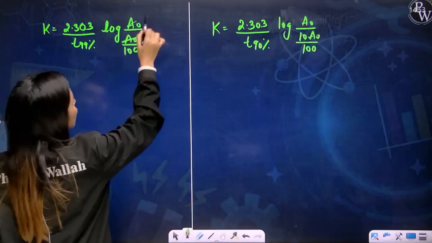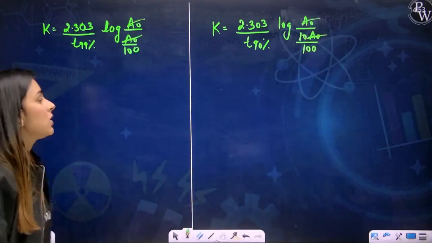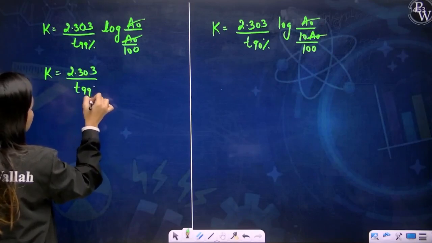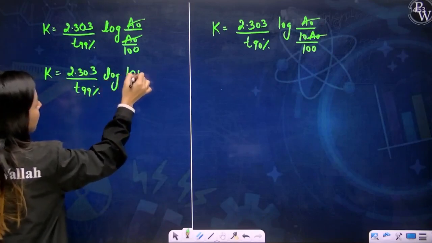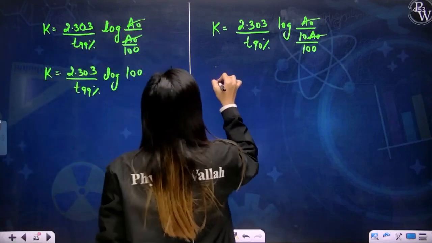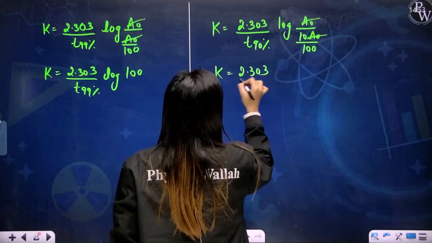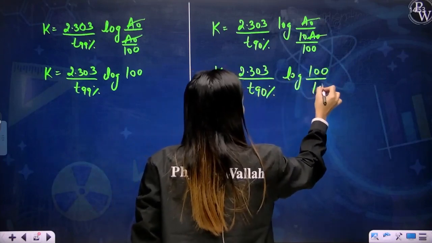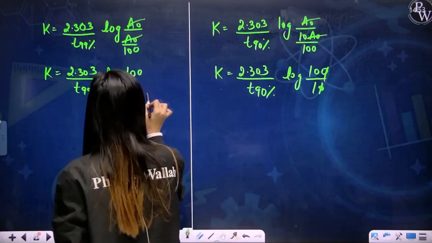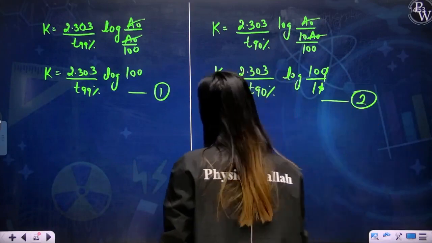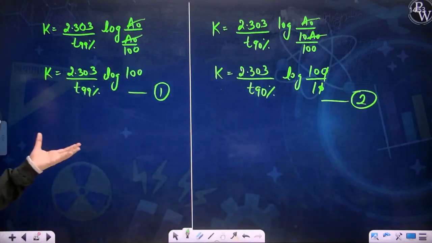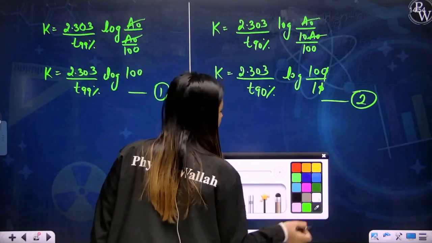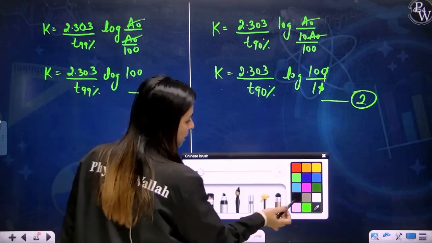Now, can I cancel A naught by A naught? Yes. So here, K will be equal to 2.303 upon t 99% log 100. And here, K is equal to 2.303 upon t 90% log 100 upon 10. So 10 will be cancelled, right? Now this is the first equation and this is the second equation. And since the rate constants of the first and second equations are exactly equal, can I say something here?